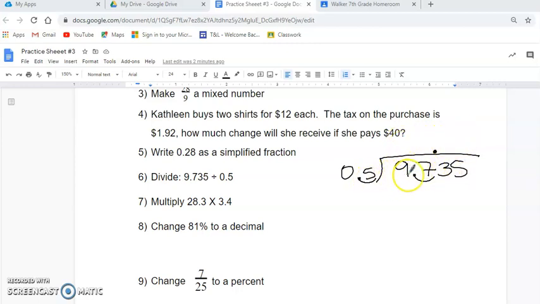So 5 into 9, that goes once, right? Because 5 times 2 is 10, too big. 5. Now subtract. What do you get? Okay, once you subtract, you bring down. So how about 5 into 47? Count up by 5s. And you get to 9, which is 45.